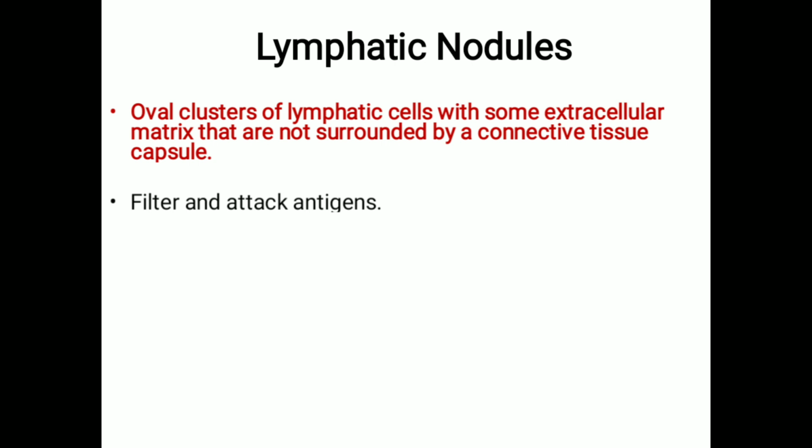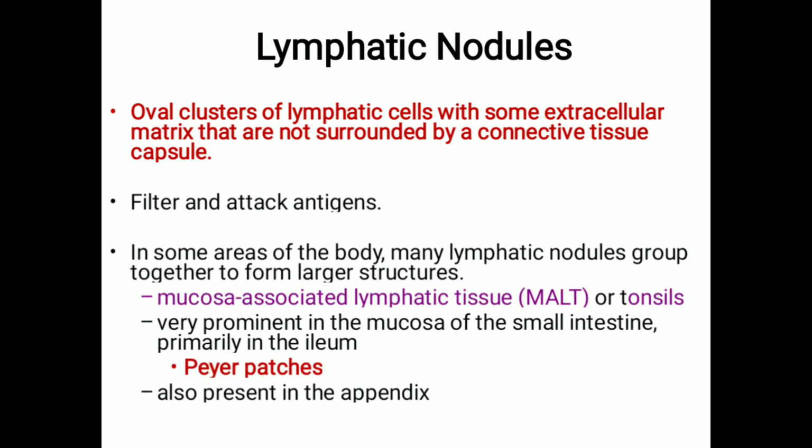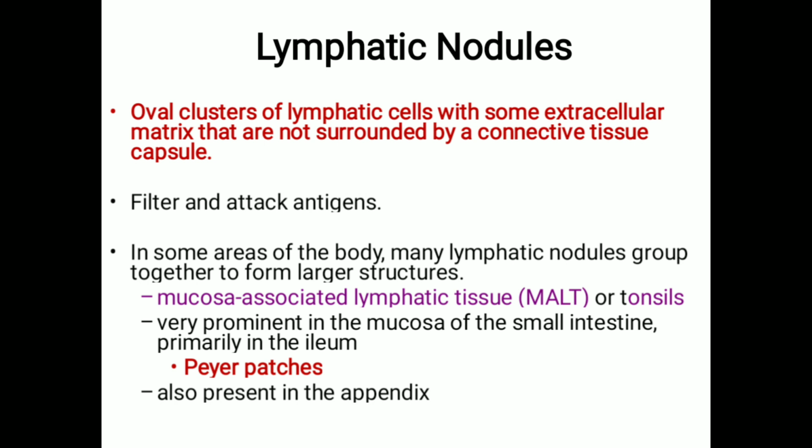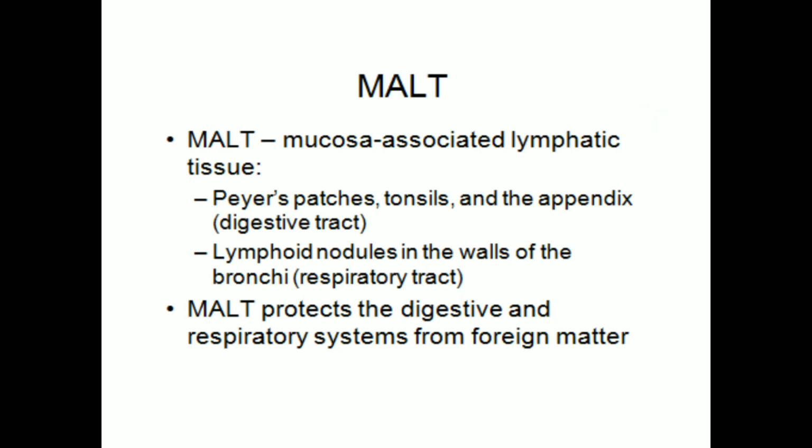Okay, lymphatic nodule: an oval structure of lymphatic cells with some extracellular matrix that is not surrounded by a connective tissue capsule. It filters and attacks antigen. In some areas of the body, many lymphatic nodules group together to form a larger structure. They are called MALT, mucus associated lymphatic tissue, such as tonsils, very prominent in the mucosa of the small intestine, or Peyer's patches in the appendix. MALT includes Peyer's patches, tonsils and appendix in the digestive system, and lymphoid nodules in the walls of bronchi in the respiratory system. MALT protects the digestive and respiratory systems from foreign matter.